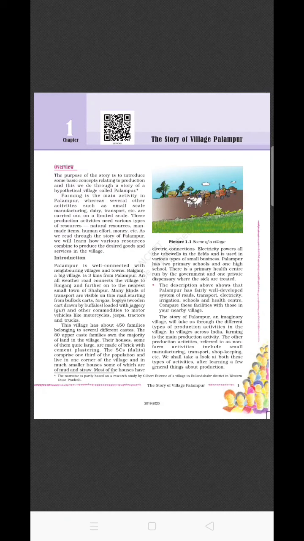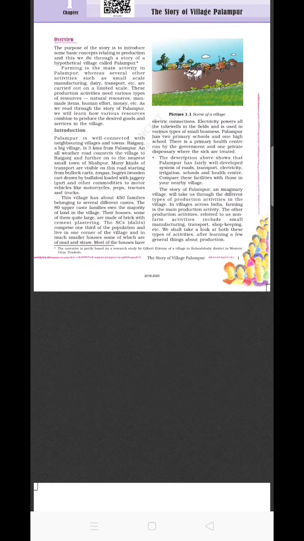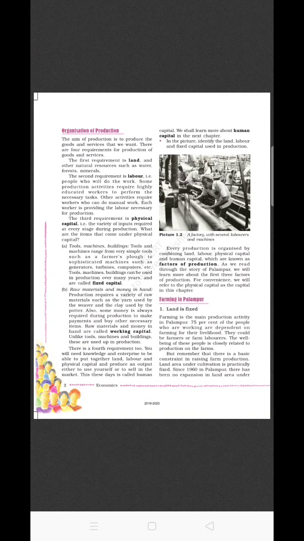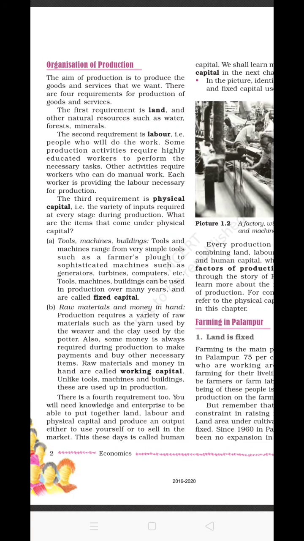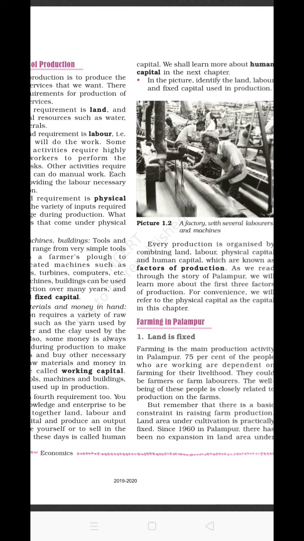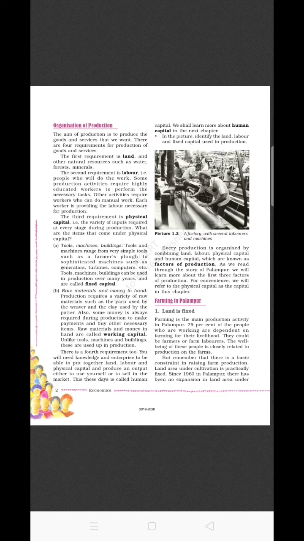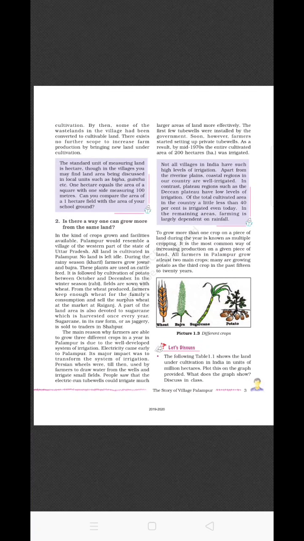In this session, we have discussed the story of village Palampur. While reading the story, we came to understand that most of the people are engaged in farming, and farming needs 3 types of things. The first one is land, the second one is labor, and the third one is physical capital. Physical capital is further divided into fixed capital and working capital, and these are also known as factors of production. After that, we started studying the first factor, that is land. We have discussed the use of land by the different farmers and how it is divided.